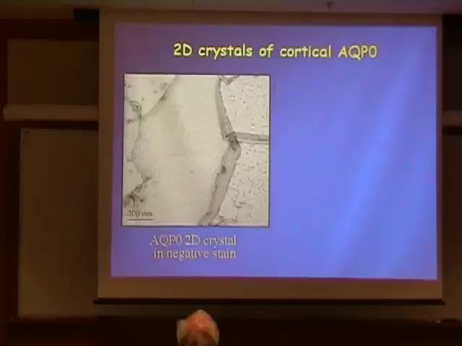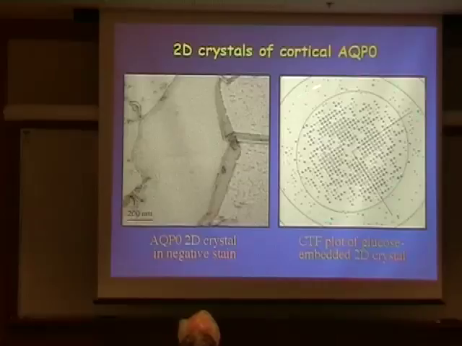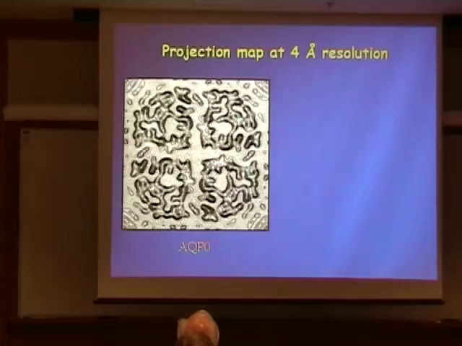This is negative stain. Then we embedded it in glucose and got some high resolution images by cryo-EM. And this is a calculated CTF plot, as was shown this morning. What we can see are diffractions all the way out to 4 angstroms. So we collected quite a bunch of these images and merged them together to get a projection map. And this is what we got, the projection at about 4 angstrom resolution.